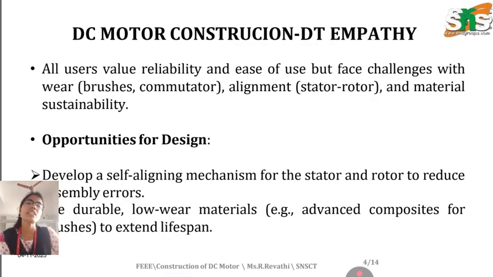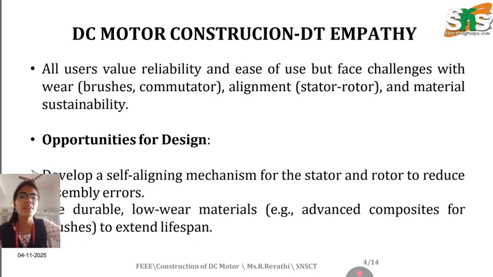So DC motor construction: they offer value, reliability and ease of use, but face challenges with the bearing. So we have brushes, commutator, alignment, stator, rotor, and material sustainability. Opportunities for design are to develop a self-aligned mechanism for the stator and rotor to reduce assembly errors, and low wear material, advanced composites for brushes to extend lifespan.